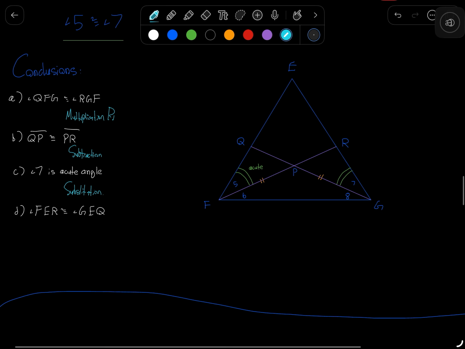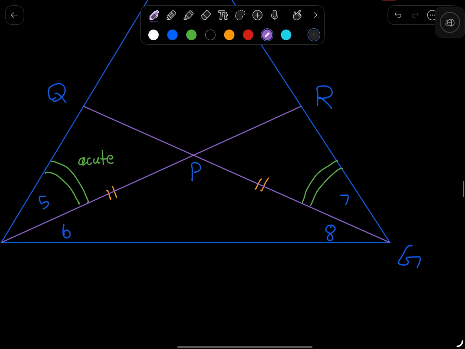Once again, that doesn't make sense. You are taking the fact that angle 5 is an acute angle and you're substituting that into angle 7 because you know that angle 5 and 7 are equal to each other.